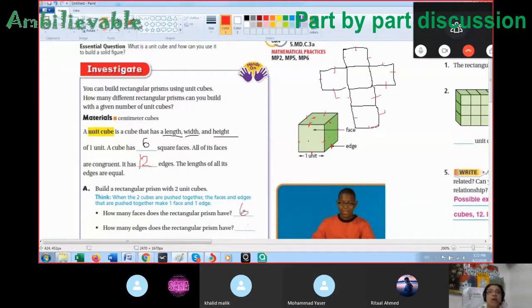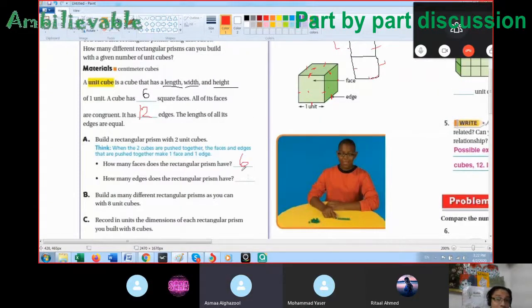The same with this one. This is a rectangular prism. Half of this one is a cube. So when you put together the 2 cubes, it will become a rectangular prism. So the edges are 12 also. You have to remember a cube and a rectangular prism have the same number of faces and the same number of edges. The only difference is that in a cube, all faces are equal.